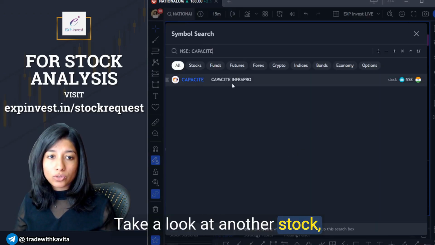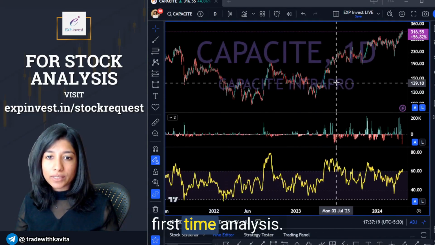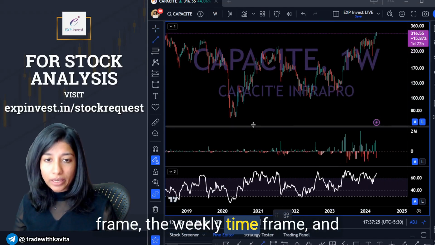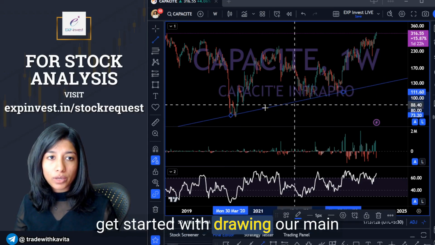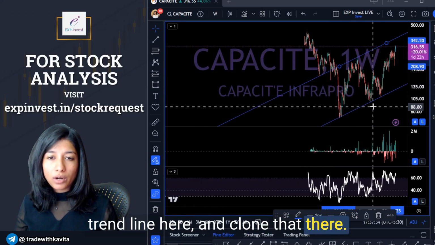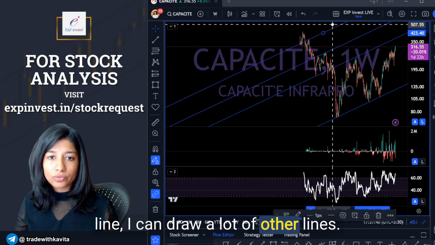Take a look at another stock, which is Capacite Infra Pro. Never heard of this, first time analysis. So we'll start with the largest time frame, the weekly time frame, and get started with drawing our maiden trend line here and clone that there. Now, based on this maiden trend line, I can draw a lot of other lines.